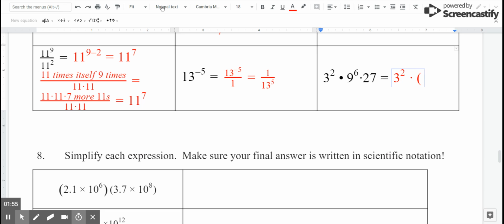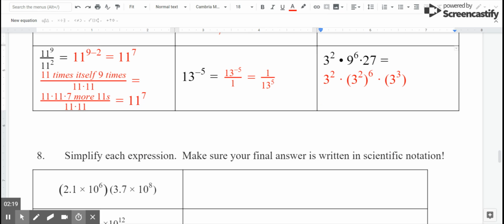So instead of 9, I'll write 3 squared because that's equivalent to 9. And then I'm taking that to the 6th power. My last term is 27. 27 is 3 times 9, or in other words, 3 times 3 times 3. So another way I could write 27 would be 3 cubed. So we write 27 as 3 cubed, and I'm not taking that to any power.